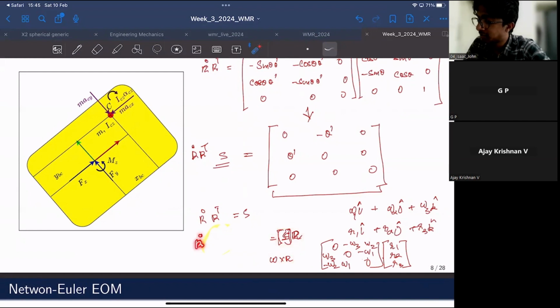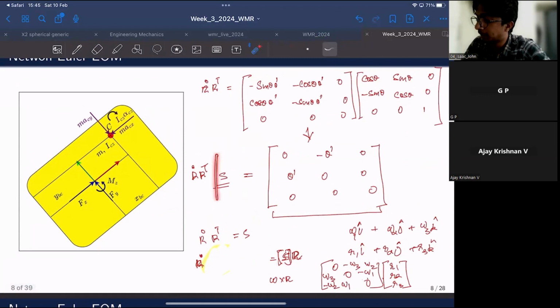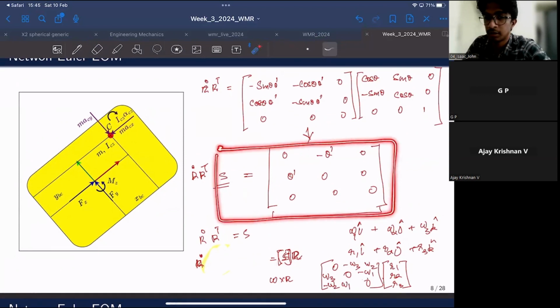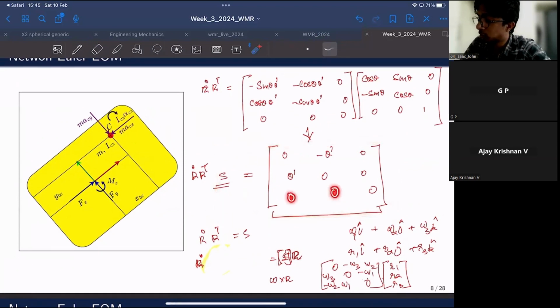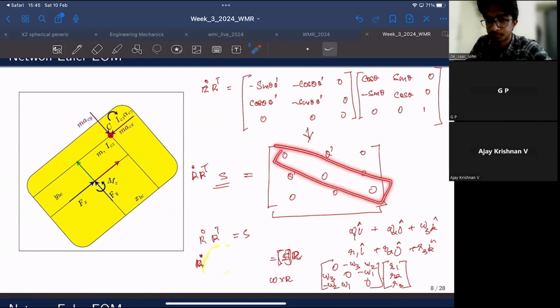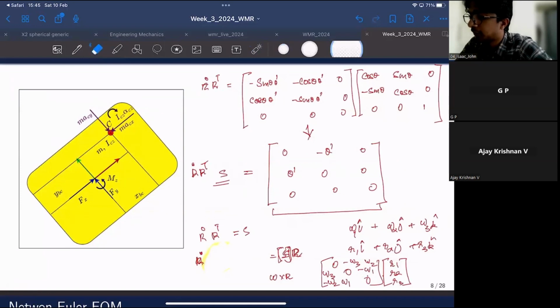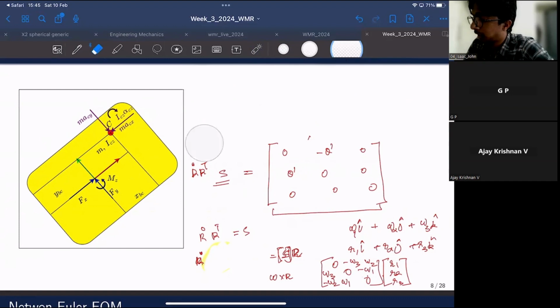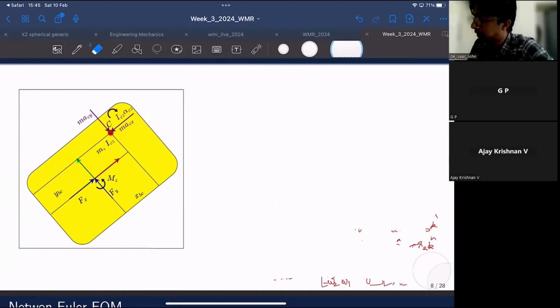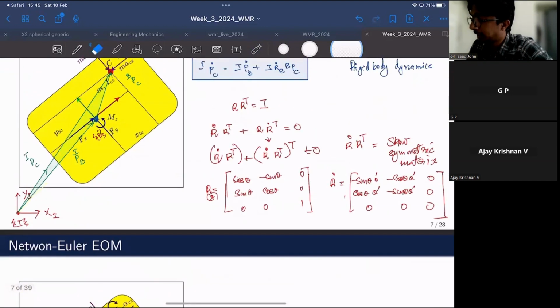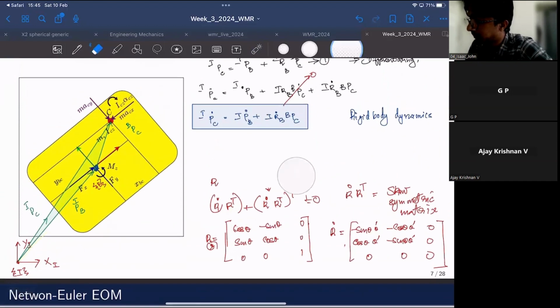So R dot is this skew symmetric matrix S times R, where the skew symmetric matrix looks like this, and all the diagonal entries would be 0. Again, if you would like to read further on this, you can refer to any rigid body dynamics textbook. Okay, I hope we haven't ventured too deep off topic. We can get back to our derivation.